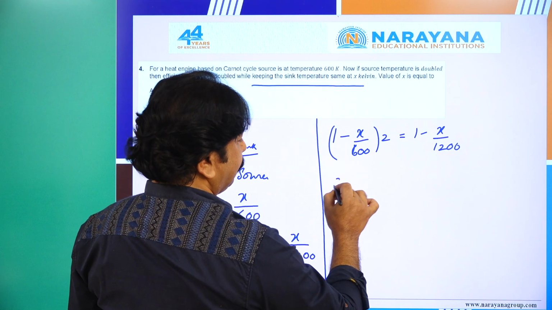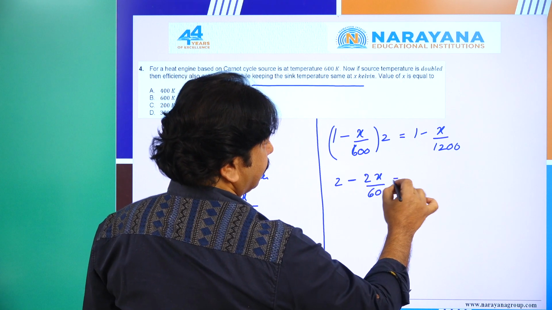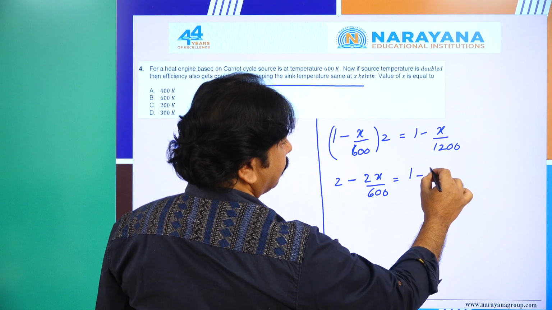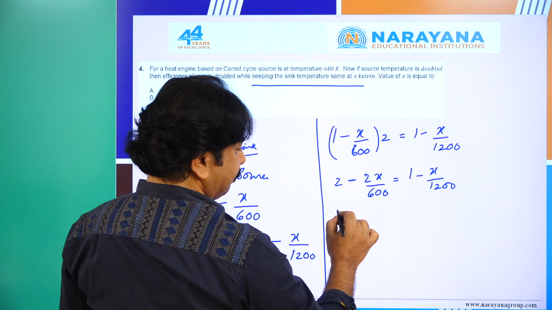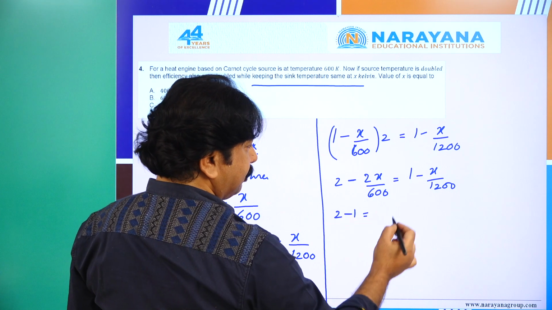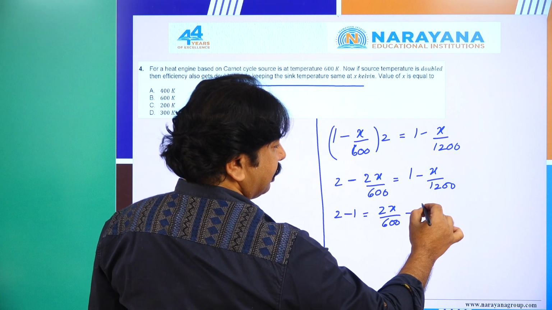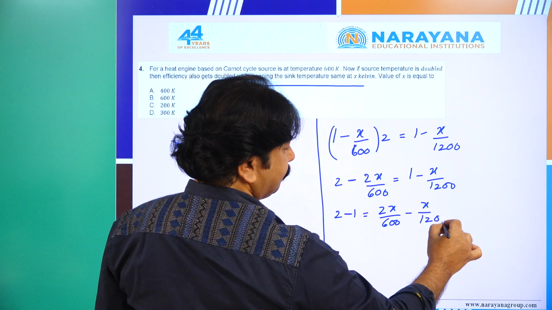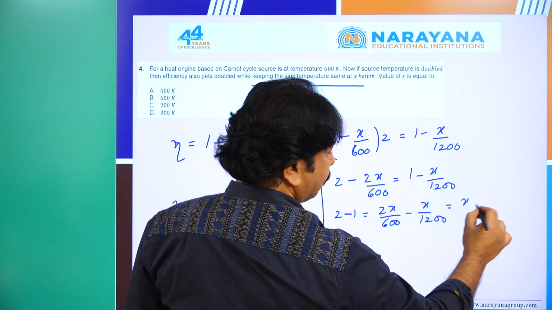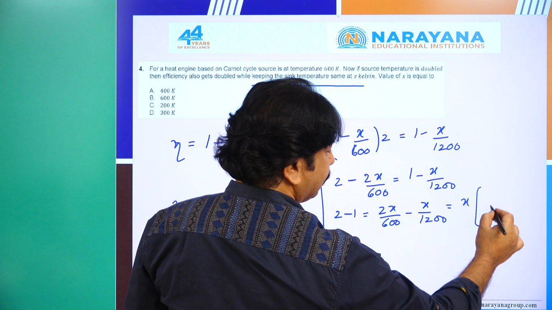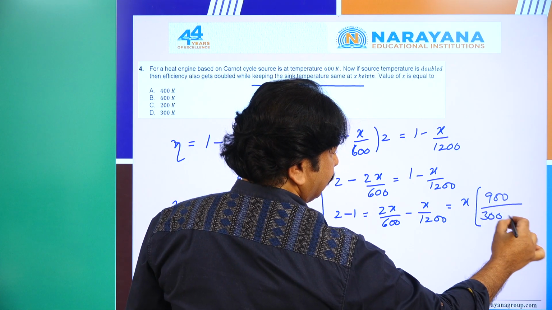Now 2 minus 2x by 600 is equal to 1 minus x by 1200. So 2 minus 1 is equal to 2x by 600 minus x by 1200. This is x by 300, or directly you can write 900 by 300 into 1200.